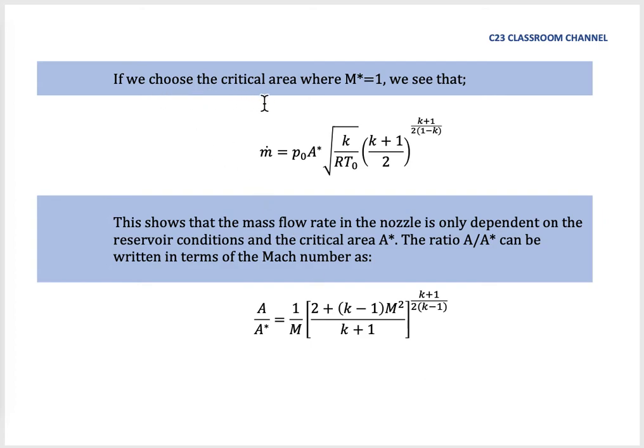And then if we choose the critical area where Mach number is equal to 1, the flow rate at the throat can be found by using this equation. This shows that the mass flow rate in the nozzle is only dependent on the reservoir condition and the critical area A star. The ratio A over A star can be written in terms of the Mach number as A over A star is equal to 1 over Mach number, times 2 plus K minus 1 M squared over K plus 1, to the power of K plus 1 over 2 times K minus 1. And here A star is the area at critical area, and A here is any cross section in the flow, and M here is the Mach number at a certain point that you choose to calculate.